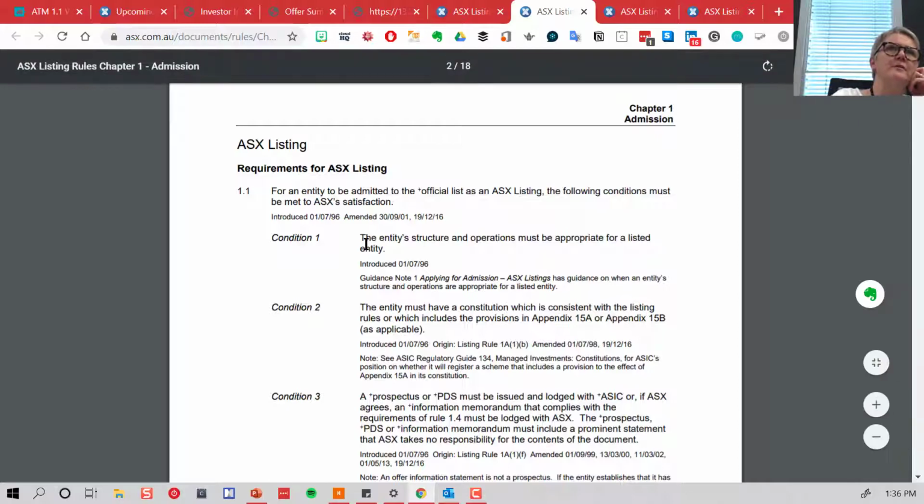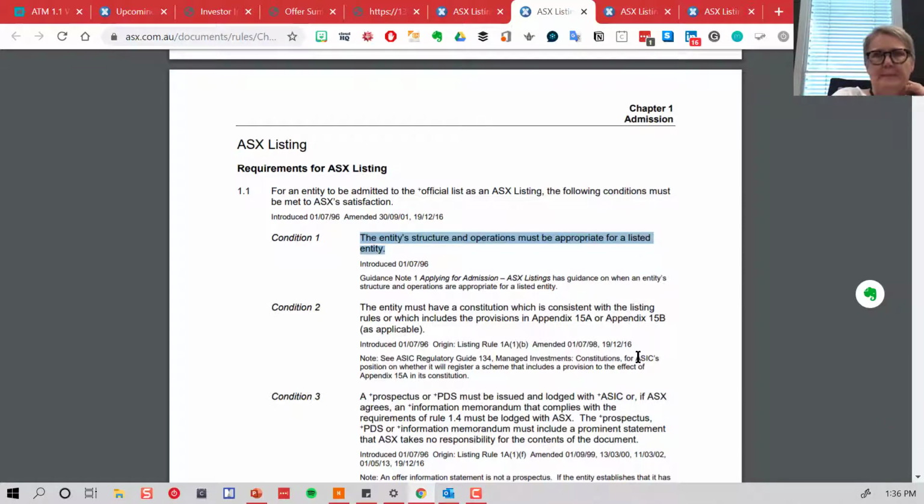So the very first one, its structure and operations are appropriate for a listed entity. So what do we think that means? Number of shareholders, the revenue. We'll talk about that. It has a specific rule about number of shareholders, which we'll get to in a minute. Revenue maybe. The assets that they have. We've got specific rules in relation to that. This is the one we never spend very much time on.